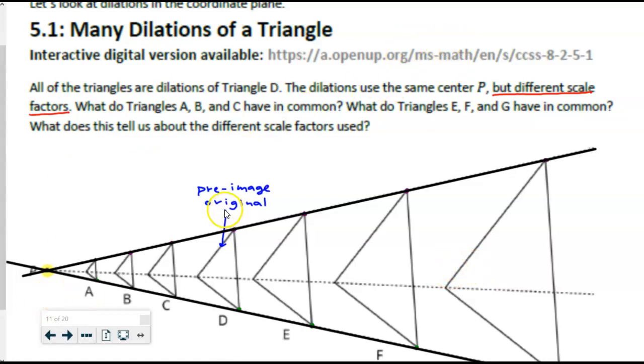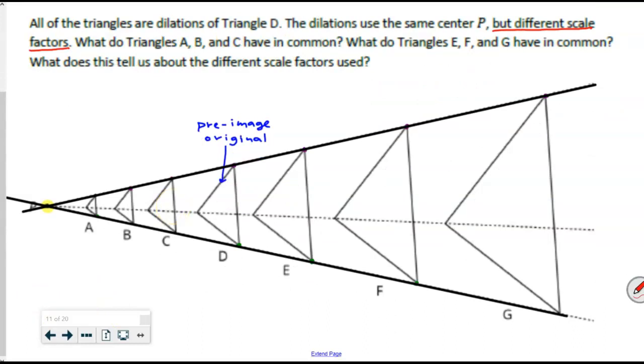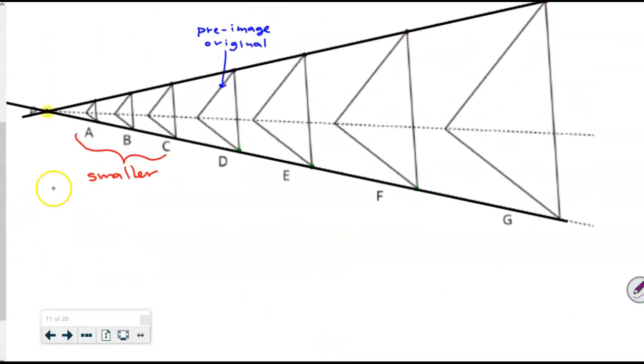Ready, set, go. Okay. What do A, B, and C all have in common? There's not enough hands. Thank you. Miley. They're all smaller. What do E, F, and G all have in common? Cheyenne. They're all the same. What do you mean they're all the same? Or they're all the middle of the sizes? What does that mean? Okay, yeah, so all of these ones are larger than that one that's there in the middle, right? So all of these ones are larger.